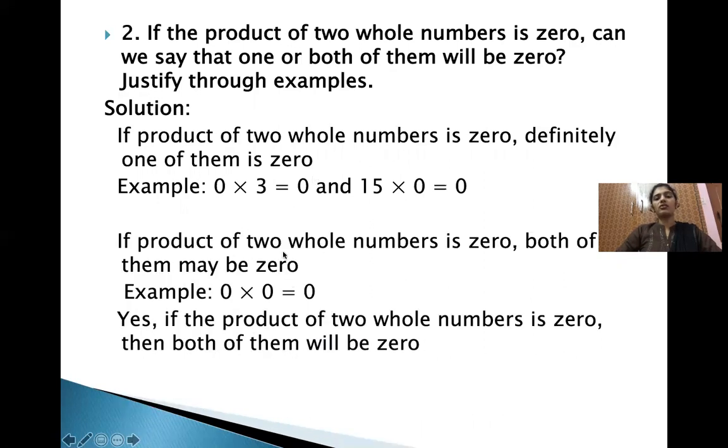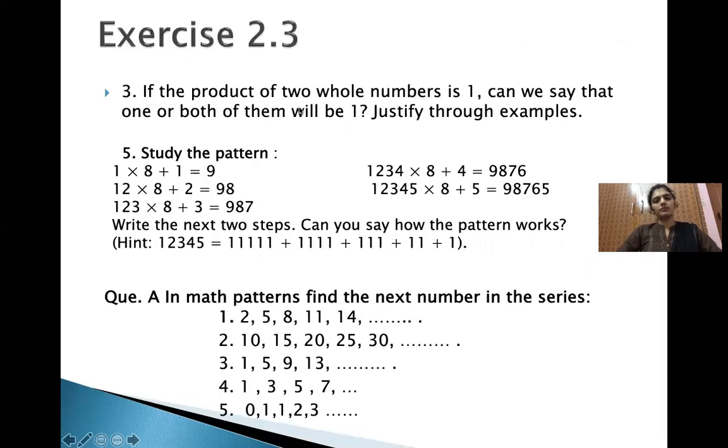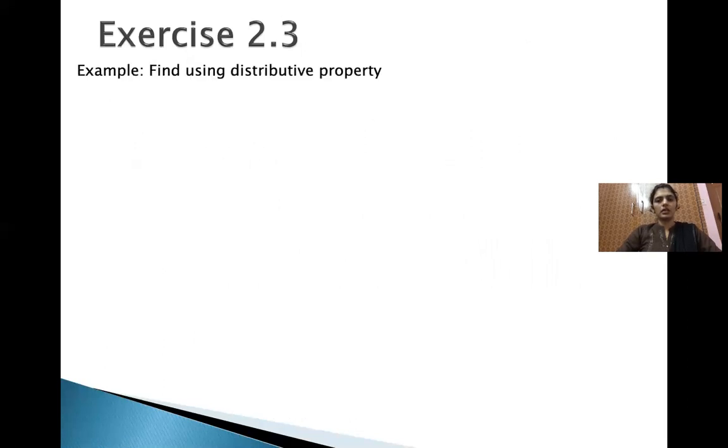Next is, if product of two whole number is 0, then both of them can be 0. Okay? If we multiply 0 with 0, we got 0 as the result. Yes, if the product of two whole number is 0, then both of them can be 0. So in both cases, the answer is 0. Either one of them should be 0 or both can be 0 also. So here are some questions based on our discussion. You have to try to solve these questions. And if you have any problem, then get back to me.